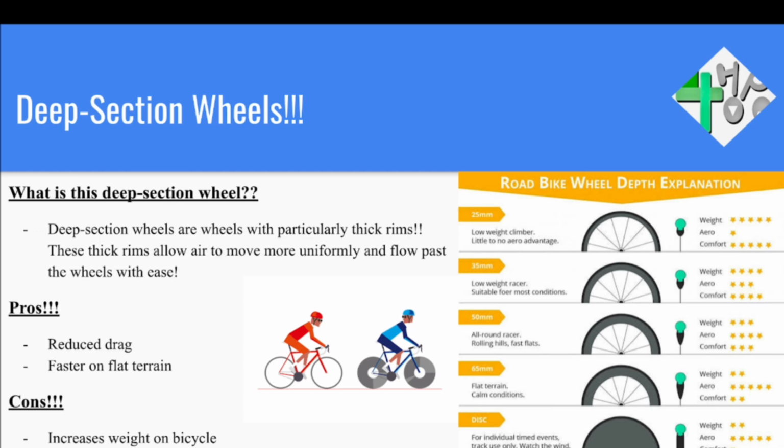The next thing we'll talk about is deep section wheels. This is another way to make the bikes even more aerodynamic. What is a deep section wheel? Deep section wheels are wheels with particularly thick rims. We've talked about thin rims, but you can also make the rims thick.